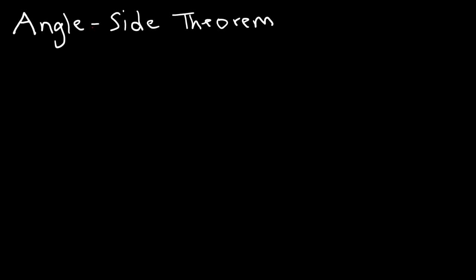In this video, we're going to go over something called the angle side theorem, also known as the base angle theorem. Perhaps you heard about it in one of those two ways. The angle side theorem states that if two sides of a triangle are congruent, then the angles opposite to those sides are congruent as well. So if you're dealing with a two-column proof, you can write it this way.